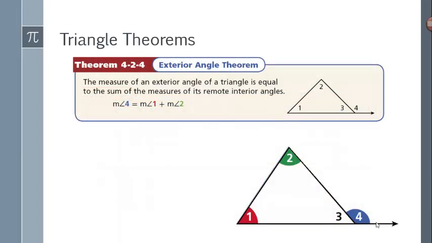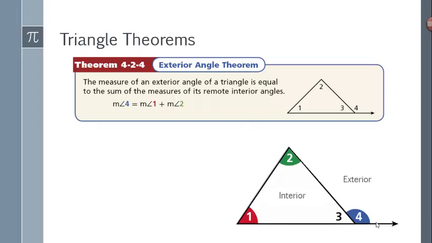The exterior angle theorem says that the measure of an exterior angle of a triangle is equal to the sum of the measures of its remote interior angles. Okay, so that's a lot of vocabulary all in this one theorem. Let's just talk about what we're referring to here.